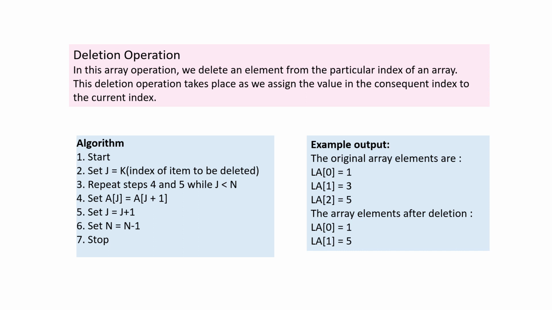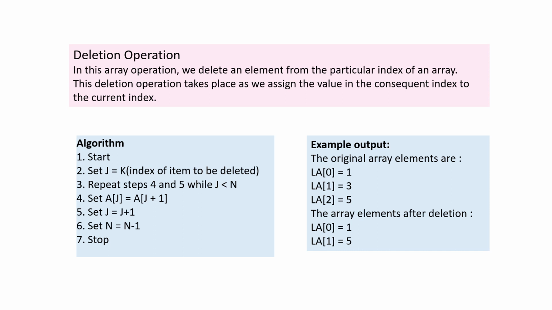Next operation is the deletion operation, and here we delete an element from a particular index of an array. This deletion operation takes place as we assign the value in the consequent index to the current index. So the algorithm for this is that first we assign the loop variable to the index of the item to be deleted, and steps 4 and 5 are repeated while j is less than n, the total number of elements in the array. And here A of j, the array element at index j, is set to A of j plus 1, that is the consequent index is assigned to the current index, since the current index value is to be deleted.